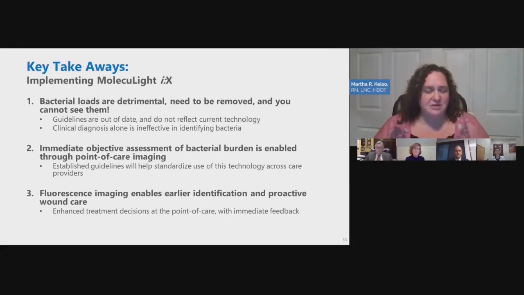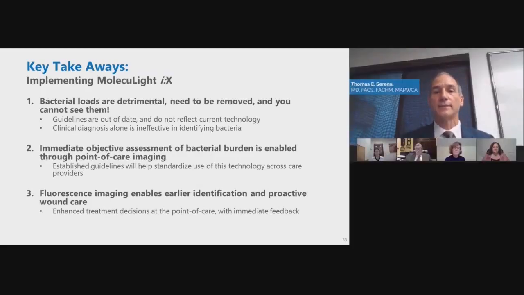The photos that I showed earlier, we know that person had diabetes, so their microvascular blood flow is impaired. They also had arterial disease, so their macrovascular blood flow is impaired, and the clinician was hesitant to debride. Through the use of MolecuLight, it gave them that added push to remove the unhealthy tissue and the bacteria that was in the wound bed. So establishing these guidelines really helped standardize the use of technology across the care providers.